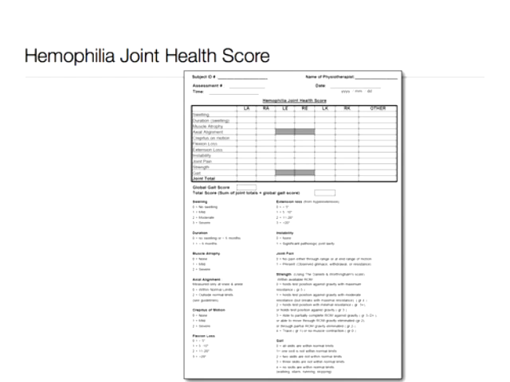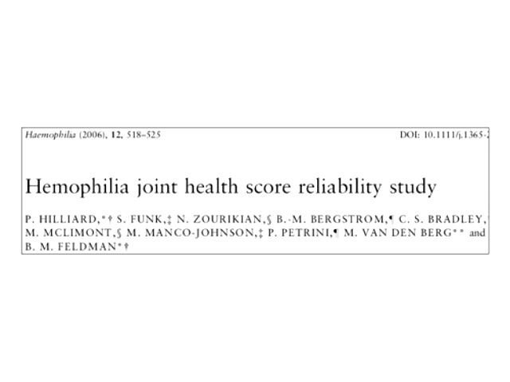It's a scored physical examination tool which looks at the ankles, knees, and elbows and scores them in the domains of swelling, duration of swelling, muscle atrophy, crepitus, flexion loss, extension loss, joint pain, strength, and gait. It's a very reliable tool. The first reliability paper was published by Pam Hilliard in 2006. It's since been studied in China and Brazil and shown to be highly reliable.